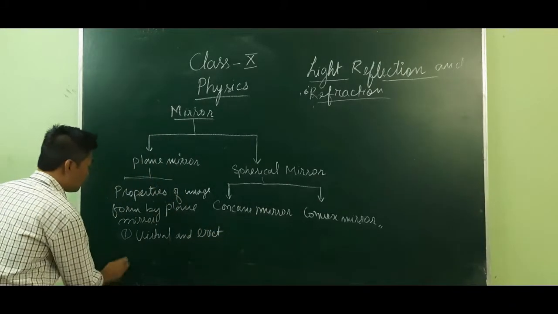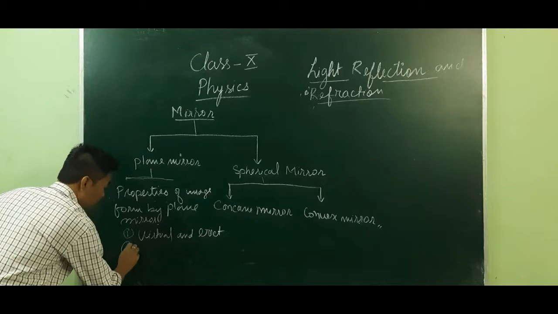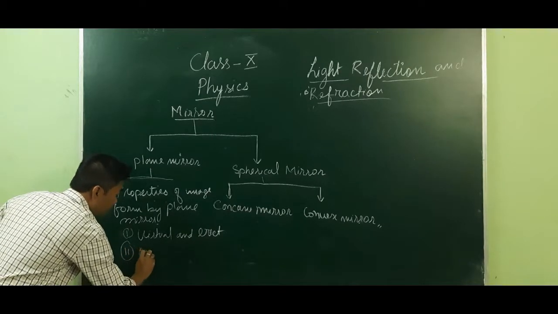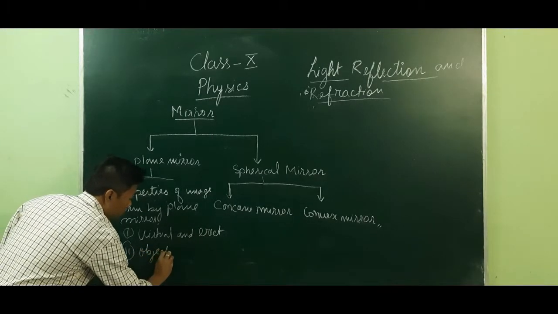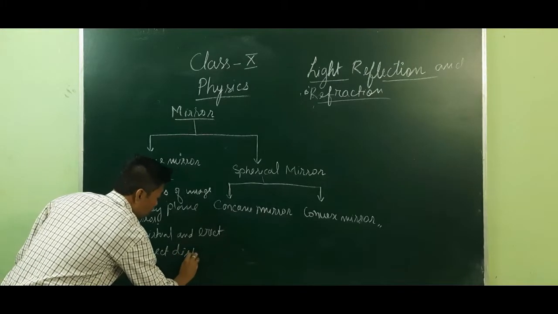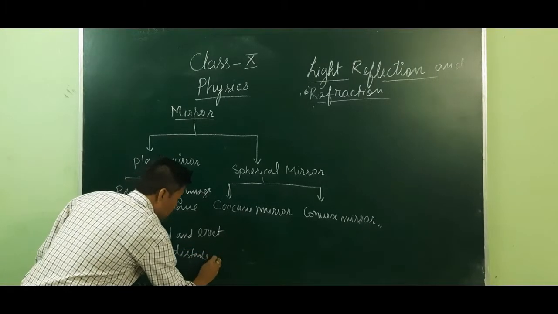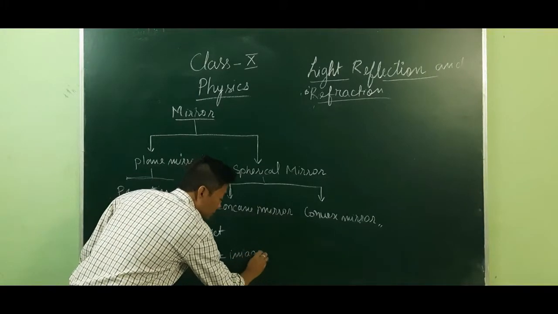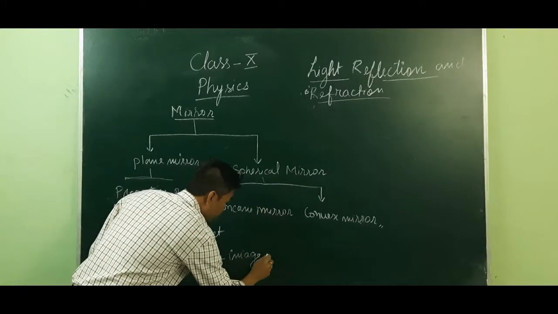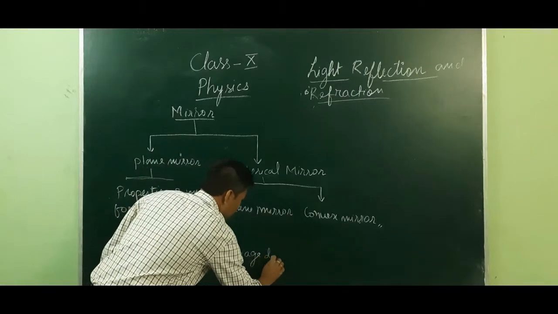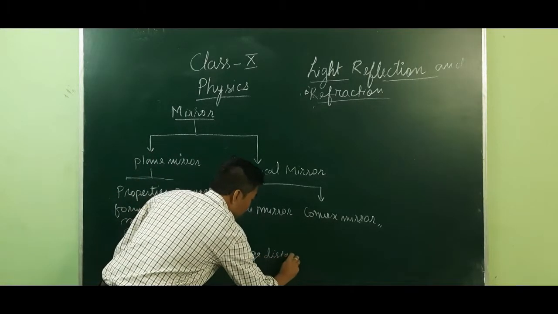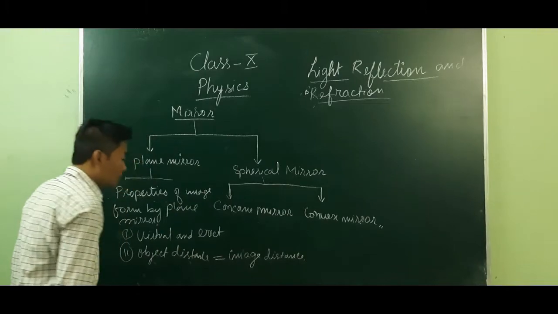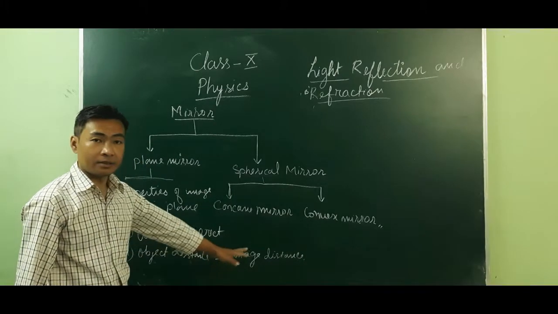Second point is the object distance is always equal to the image distance. As I told you earlier, if you take 2 steps behind, the image is also going to take 2 steps behind, which shows that the object distance and image distance are equal.